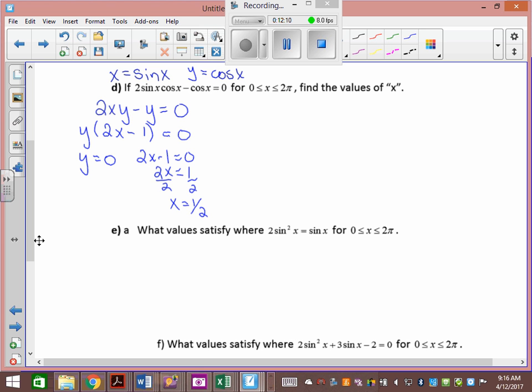So now I'm going to write them up there. So y is cos. So cos x equals 0. And x is sine. So sine x equals a half.